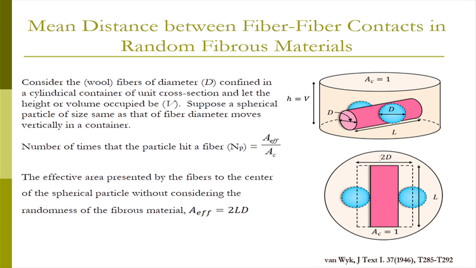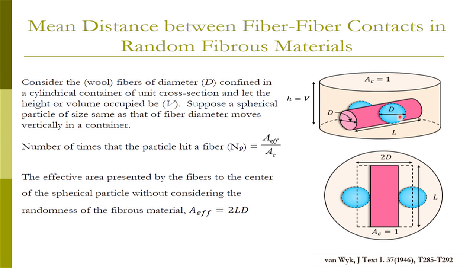Since Van Wyck was working on wool fibers, he developed a model for wool fibrous assemblies, and in this case he considered wool fibers of diameter d confined in a cylindrical container of unit cross section, and let the height or volume be V. Since the cross sectional area of this cylinder is unity, one can simply say that volume is equal to the height of the cylinder. Now, consider a spherical particle of the same dimensions as the fiber diameter that moves vertically in the container, and this is shown here with the help of this sphere of diameter d.